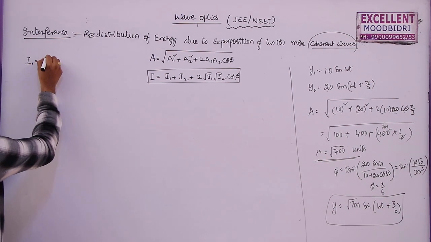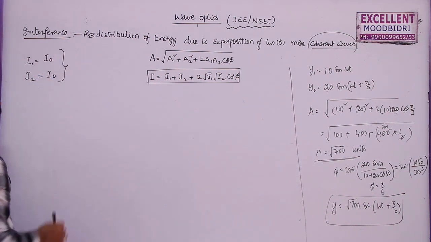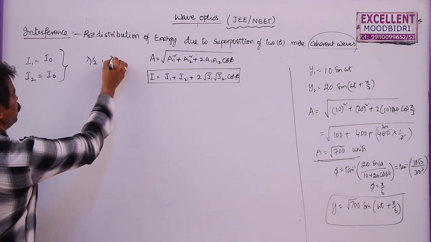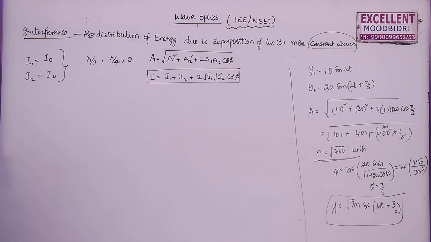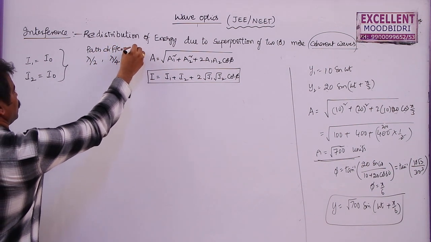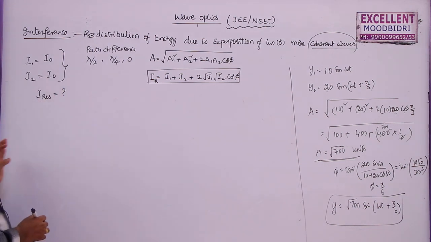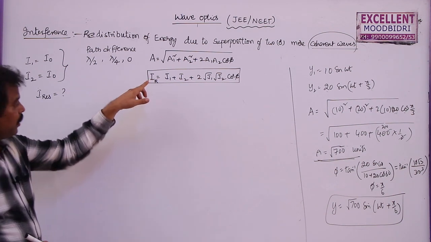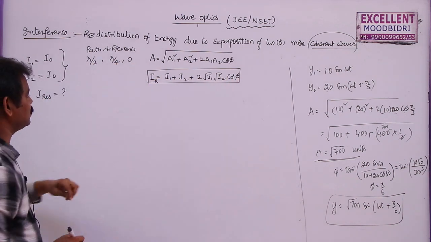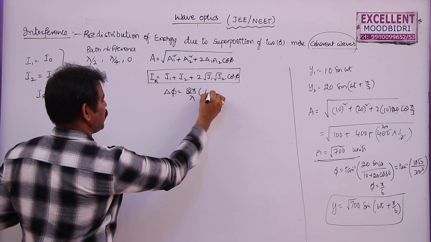If I1 is equal to I0 and I2 is also I0, what is the intensity of the resultant wave when the path difference is lambda by 2, lambda by 4, and 0? So these are the path differences given here, and we need to find the resultant intensity IR. First, let me find the resultant intensity using this formula. For that we need to find the phase difference, but these are path differences. The relation between phase difference and path difference is given by 2 pi by lambda into delta x.